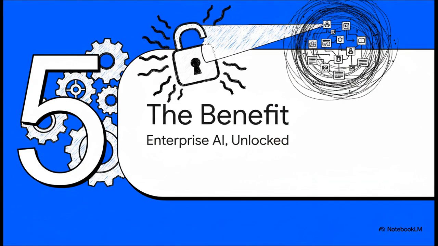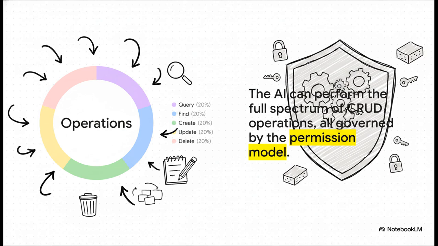So, what happens when you put this amazing descriptive power together with that kind of ironclad security? Well, the result is you finally unlock the ability to build real enterprise-grade AI features straight into your application. The AI isn't just stuck reading data. It can do the whole shebang of CRUD operations: querying, finding, creating, updating, and yep, even deleting things. But here's the crucial part. Every single one of those actions is governed by that super strict, granular permission model we just talked about.